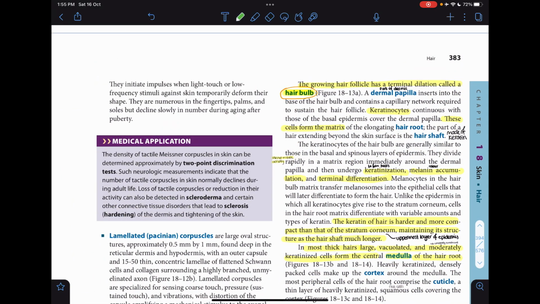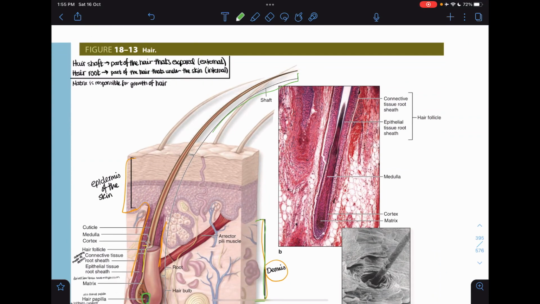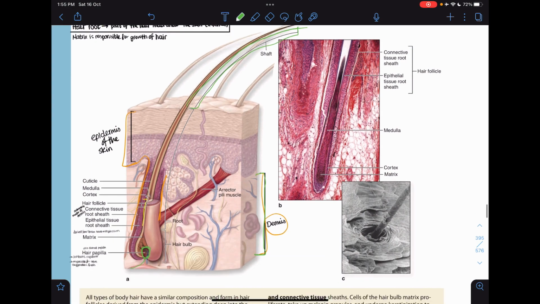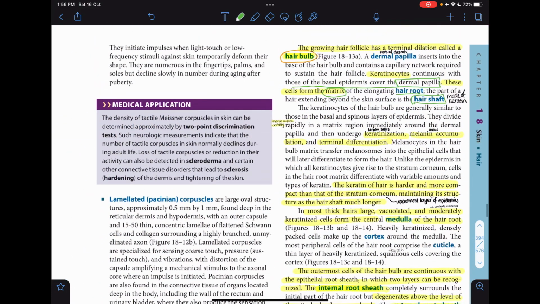Keratinocytes continuous with those of the basal epidermis cover the dermal papilla. يبقى the dermal papilla is covered by keratinocytes and these cells form the matrix. هلا بنشوف الماتريكس of the elongating hair root. وعندنا كمان الهير شافت. الهير شافت is made of keratin and it is the exposed part of the hair. هاي الهير شافت، البارت اللي exposed, the external part, البارت اللي احنا بنشوفه. وعندنا هاي الهير root which is the internal part of the hair.